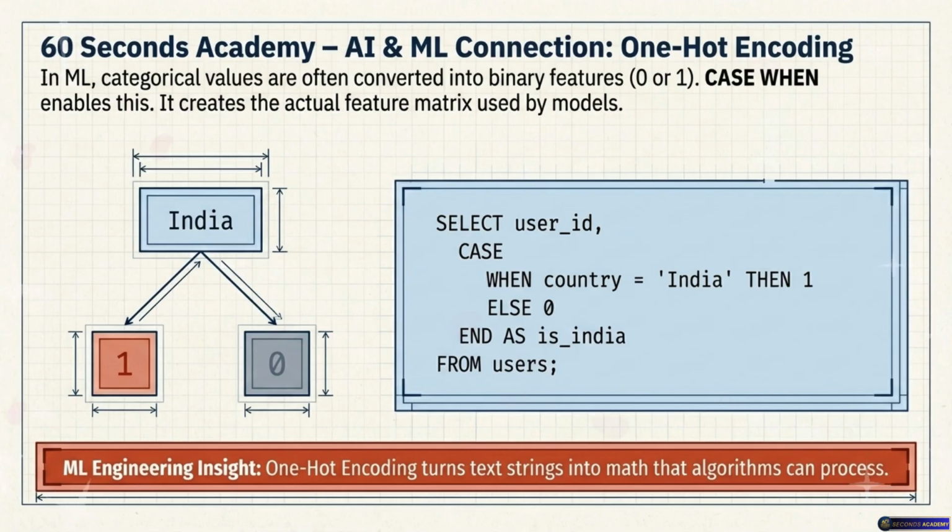But wait, I have a question here. If machine learning models are supposed to be so incredibly smart, why do we have to dumb down a rich concept like India into a simple 1 or a 0 for them? That's a really common question.